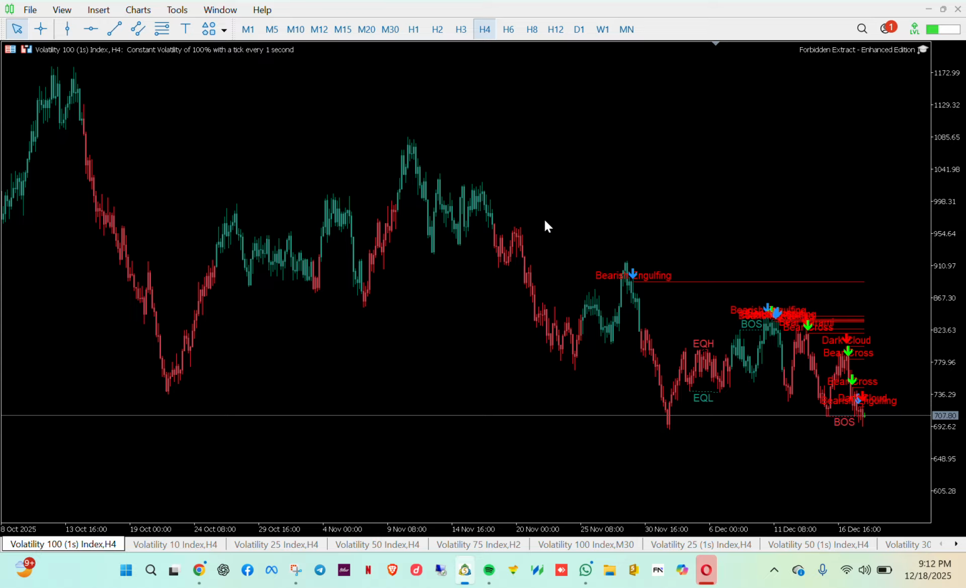Now today I'm going to be talking about break of structure. Why break of structure? Break of structure is very, very important. Break of structure signifies a continuation of a trend. Continuation of a trend.